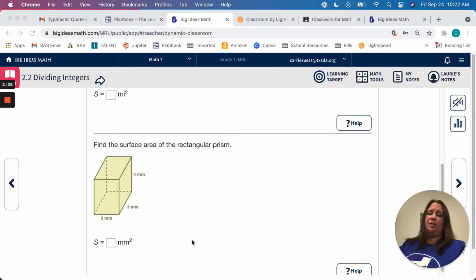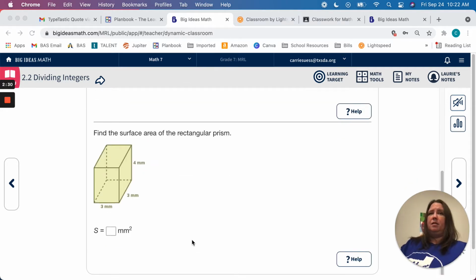Now I want you guys to try and do it on the next one. It's the same concept. See if you can do it. Just think of all the different pieces of this cube. Try it.